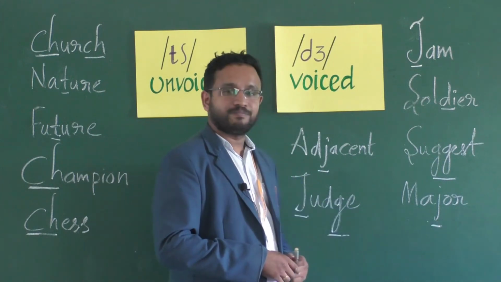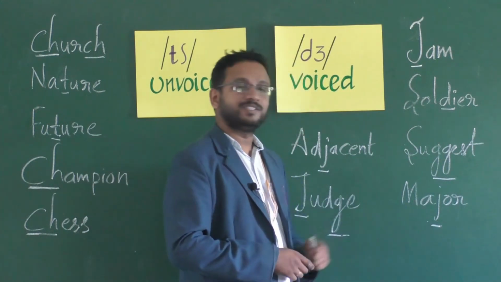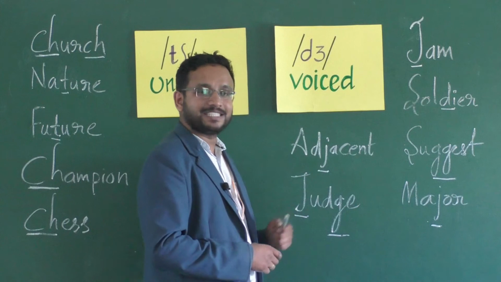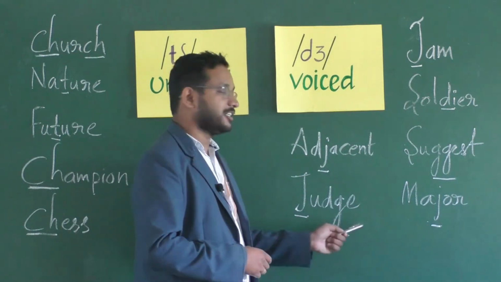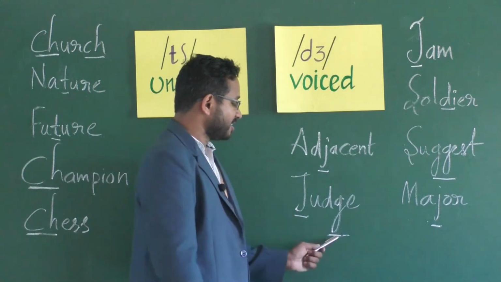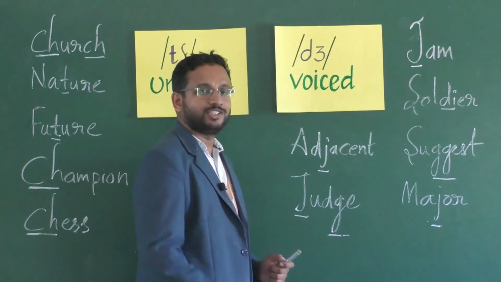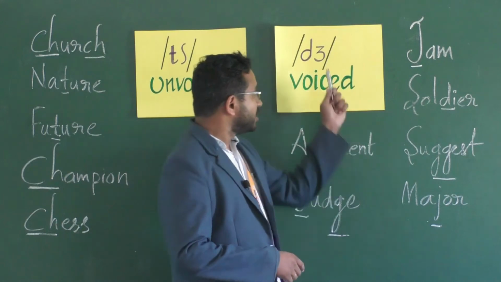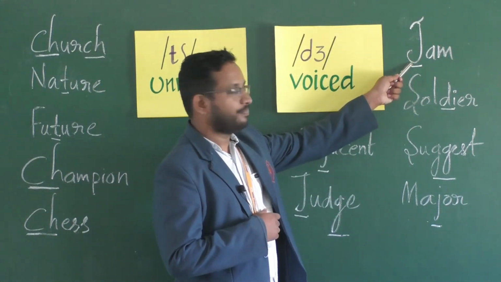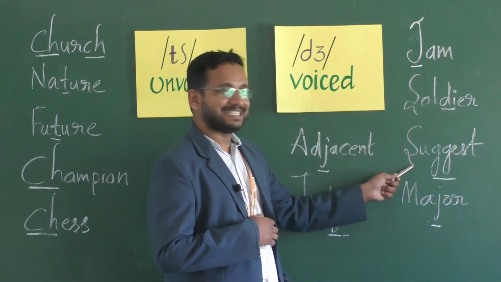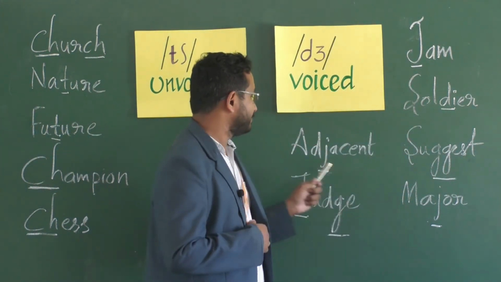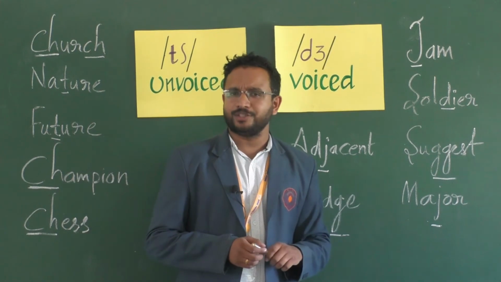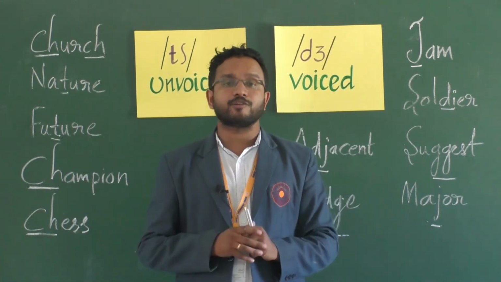Major. Major. J. Okay. Adjacent. Adjacent. Judge. J and J, both are J. Judge. Judge. So once again, please repeat after me. J as in jam. Soldier. Suggest. Major. Adjacent. And judge. So dear students, I hope it's pretty clear to everyone.